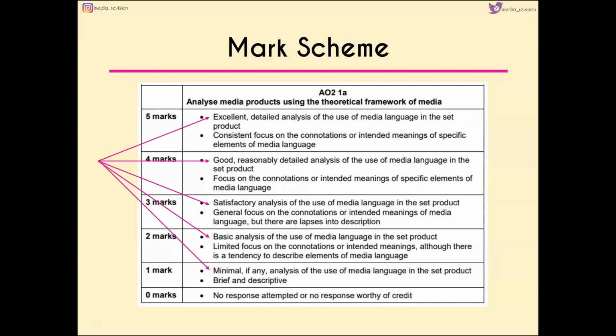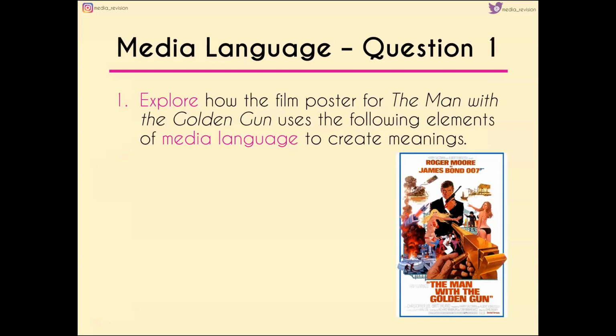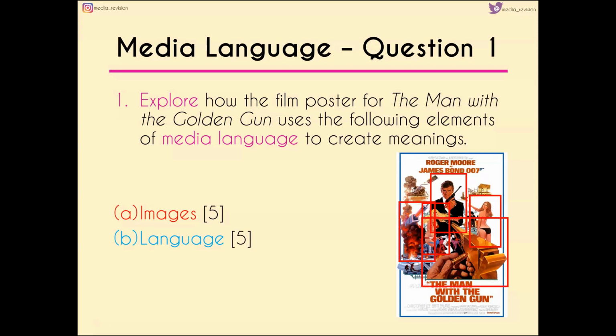So how do we do this then? Well, first of all, you need to understand what the question is asking. We're being asked to explore, which means that we need to consider a range of different points, and we're focusing on that media language, specifically images. So in terms of The Man with the Golden Gun, we're probably going to want to have a look at these: Bond, the women, the gun itself, and then some of the explosions that are happening along that left-hand side.